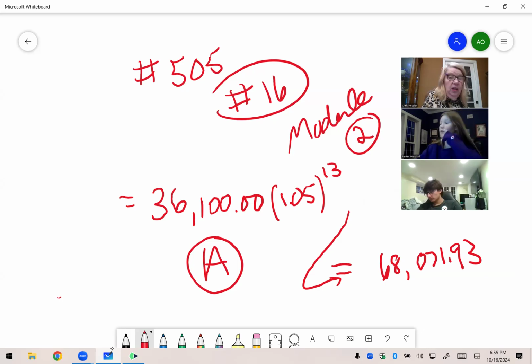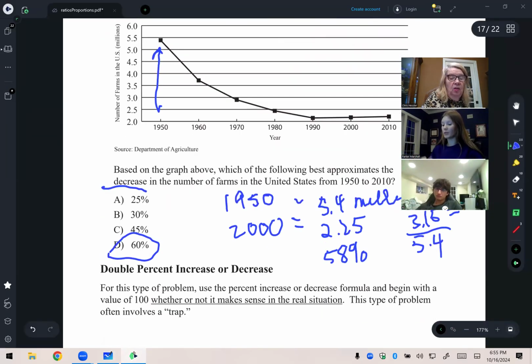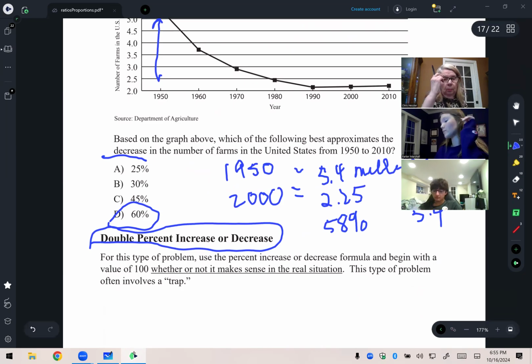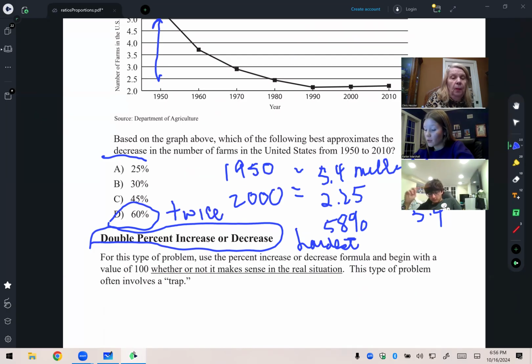Okay, so we now are gonna go back to the packet and do this last thing. We have to do this in density, so we don't have much more. Okay, so the hardest problems will give you a twice increase or decrease.